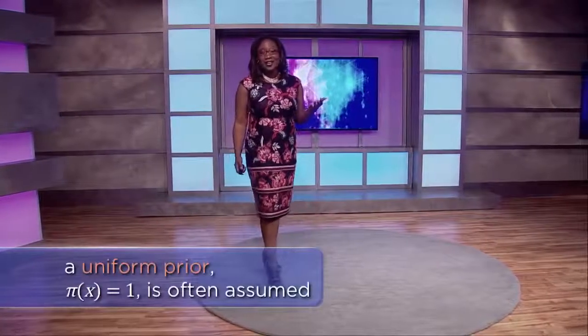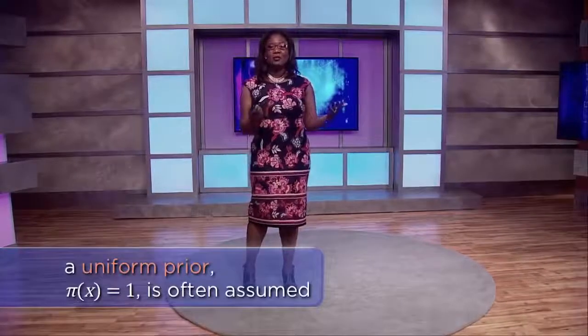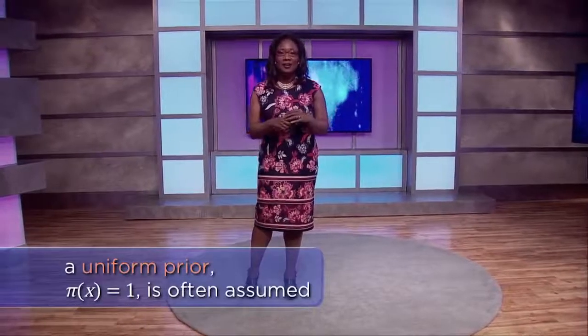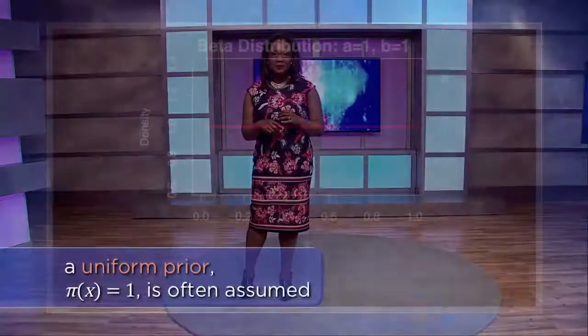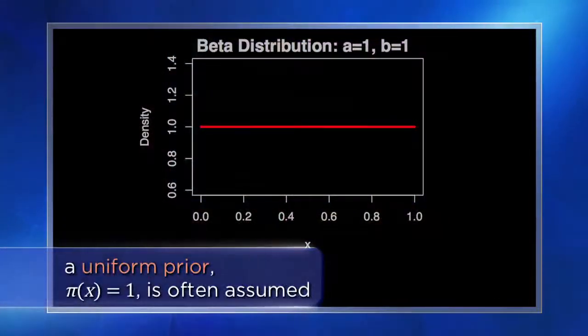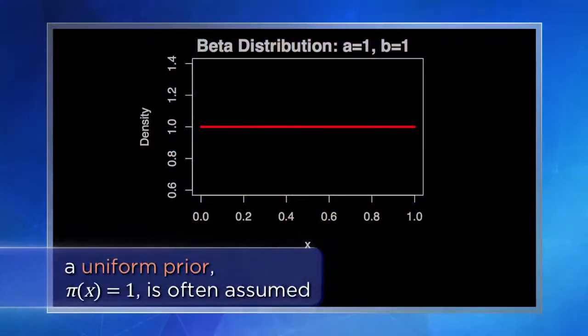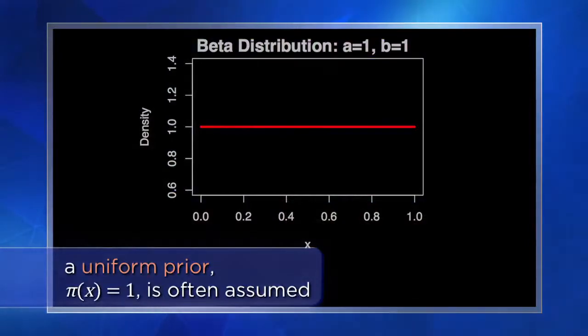probability. We could do a uniform prior. So in the absence of any other information, a uniform prior, or just a constant prior, is often assumed, meaning every possible value has the same probability of being selected. Now remember, a random variable has a uniform 0-1 distribution if its PDF, or its probability density function, is constant over the interval from 0 to 1, and then 0 everywhere else.